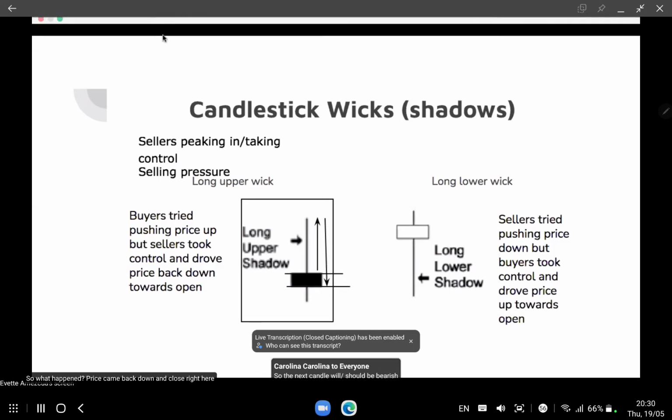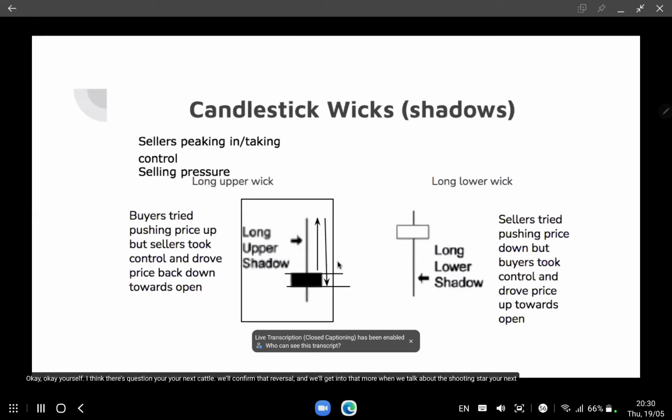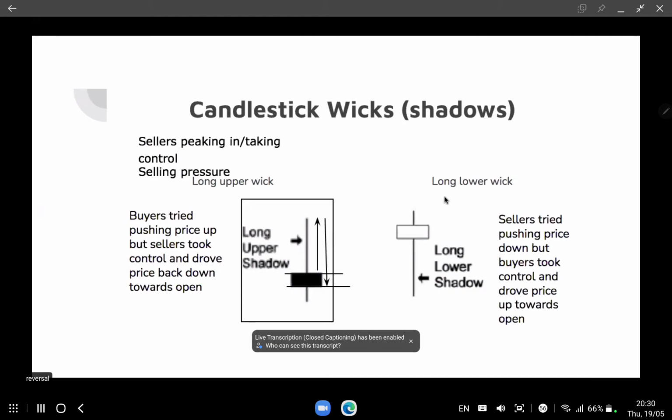Okay, let me clear this off. I think there's a question in the chat box. Your next candle will confirm that reversal. And we'll get into that more when we talk about the shooting star. Your next candle will confirm that reversal.